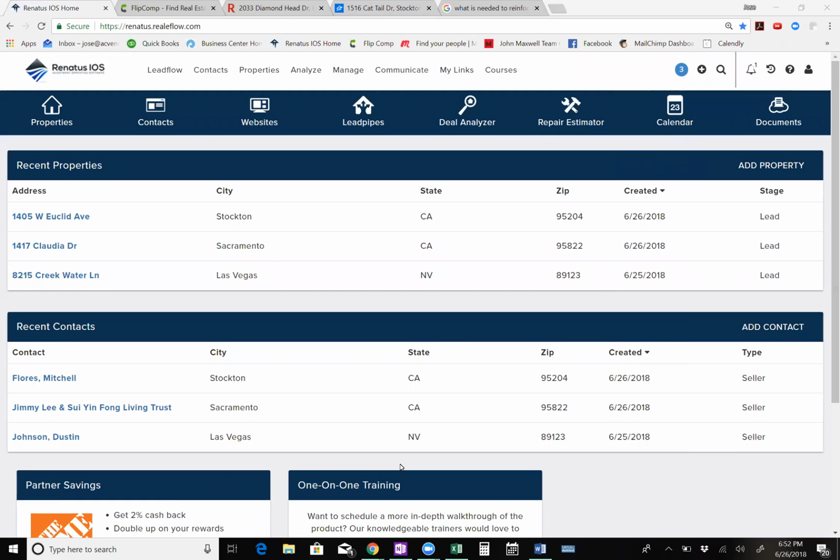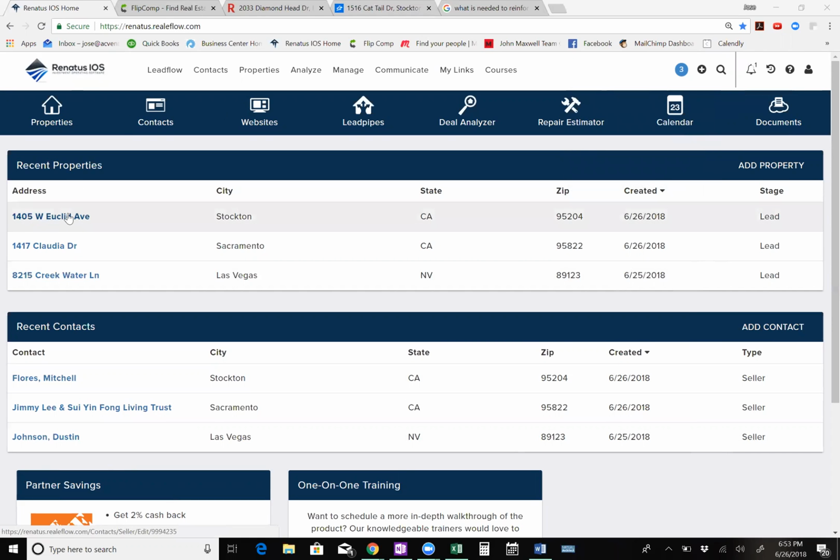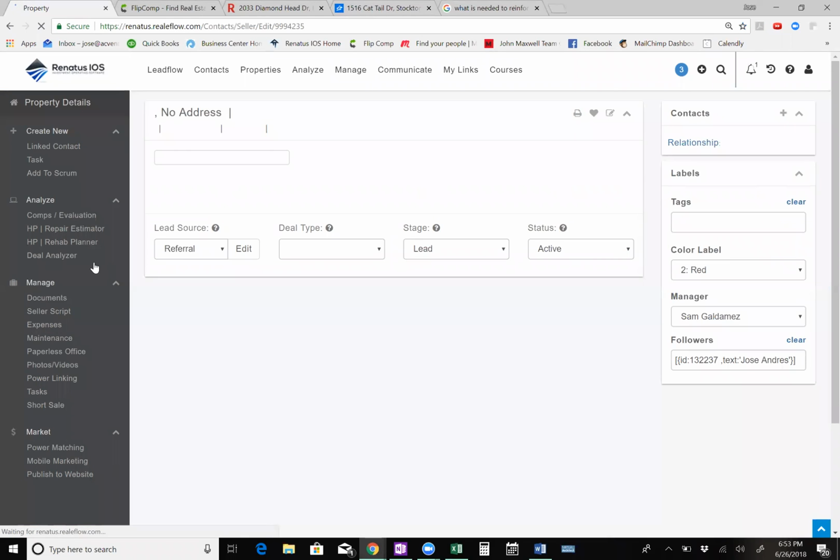So here I am. We are going to analyze a property that Sam and Amanda have. This training in this video is so that you guys can get an idea of how I look at properties. As you can see, I use the Renatus iOS. To simply add a property, you just click here, add property, up in the right-hand corner. So we have the property on West Euclid in Stockton.